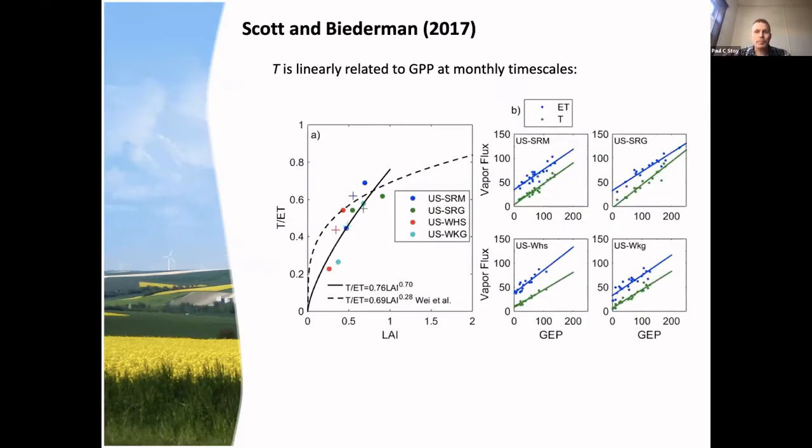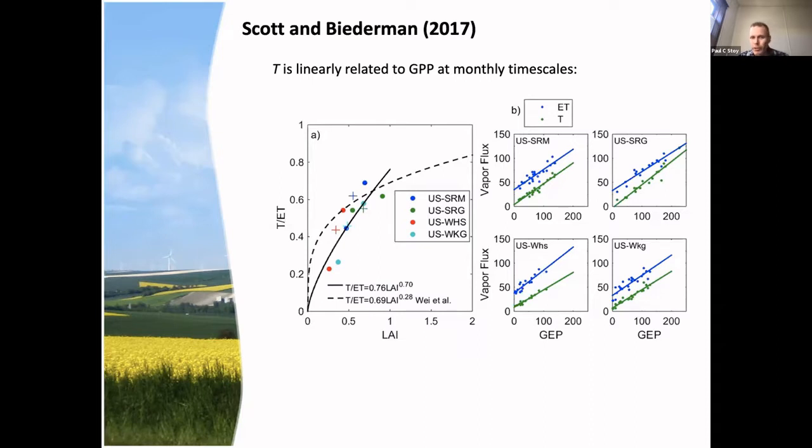One of the ways I wanted to bring up today was a nice approach by Russ Scott and Joel Biederman in 2017 that's been expanded upon since. The notion here is that transpiration should be linearly related to gross primary productivity, especially at longer time scales, like monthly time scales. And when they use this evapotranspiration partitioning approach based on GPP, they get logical results for different types of plant canopies under different times of year here in more dryland ecosystems.